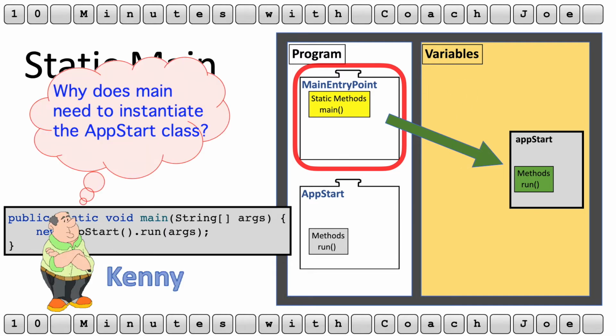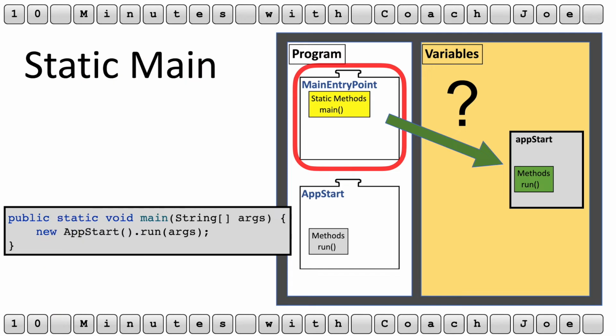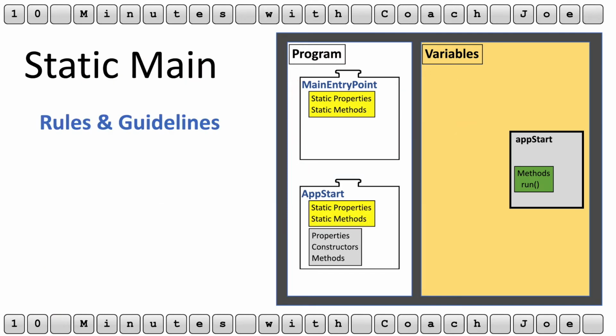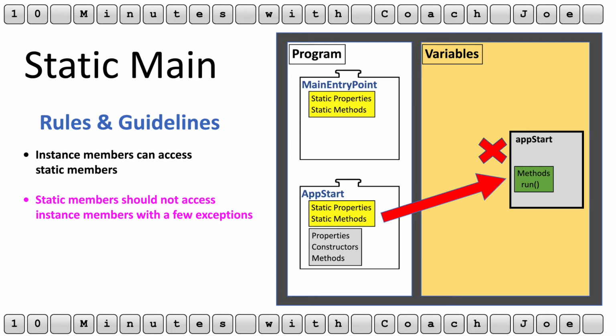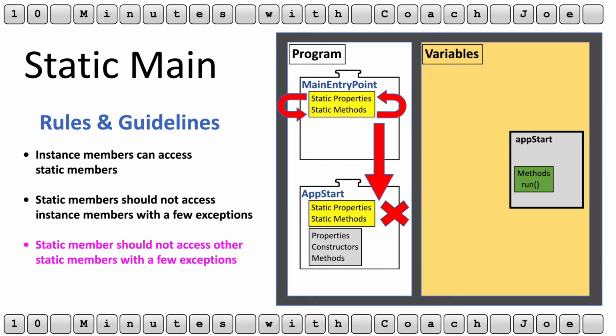Why does the main method need to instantiate the app_start class? If you recall from the lesson on static, there are a few basic guidelines to follow. Instance members can access static members. Static members should not access instance members with few exceptions. And static members should not access other static members with few exceptions.